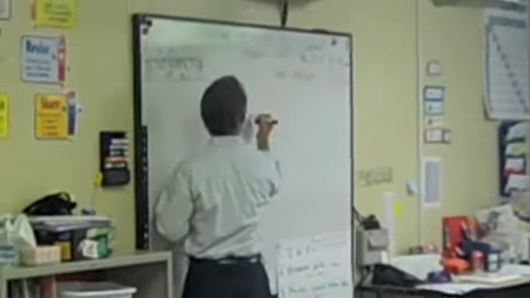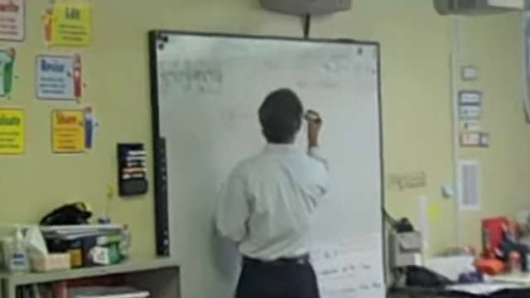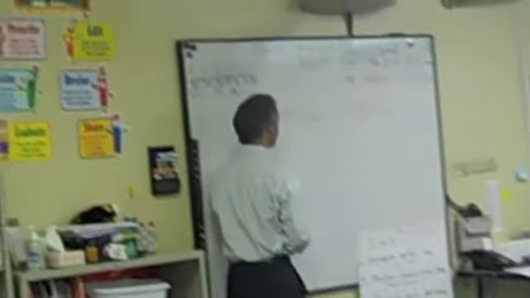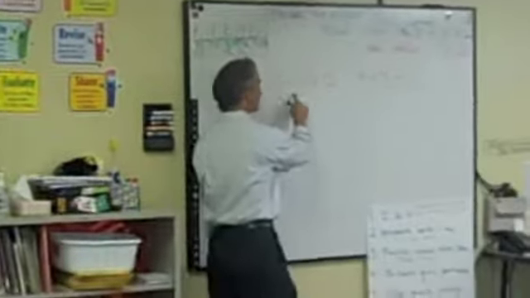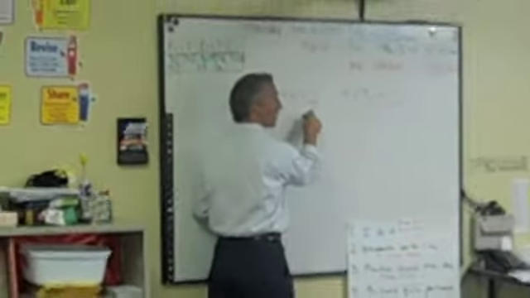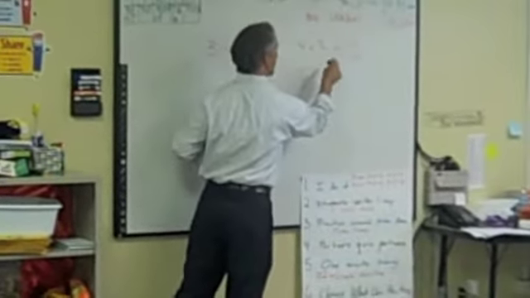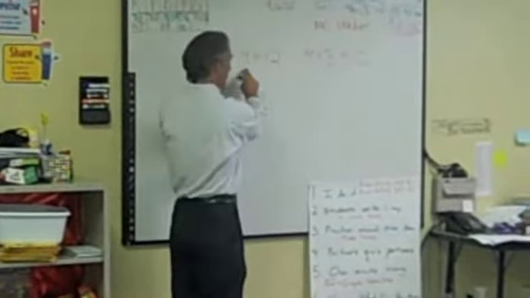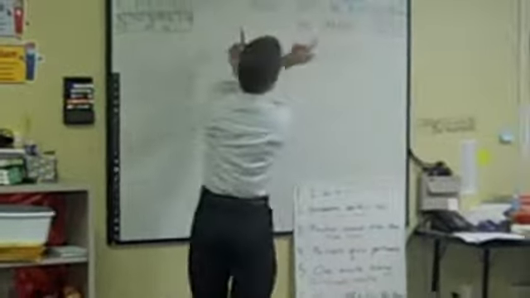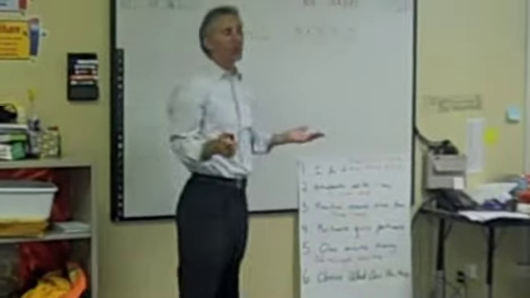Since 3 times 4 is 12, then 4 times 3 is 12. Say it with me. Since 3 times 4 equals 12, then 4 times 3 equals 12. Do you see the similarities here? 3 times 4, 4 times 3, but they're both equal to 12.